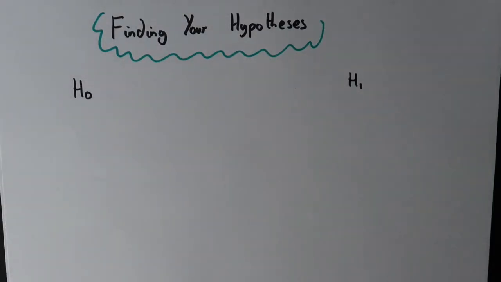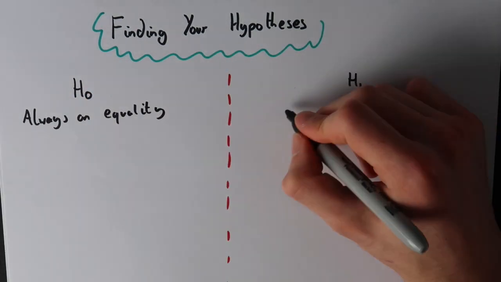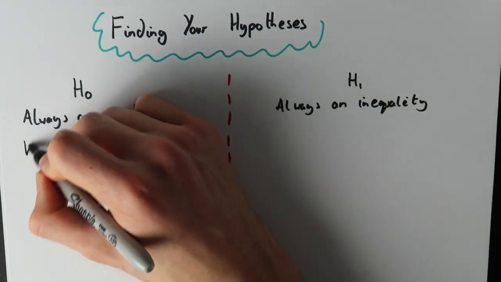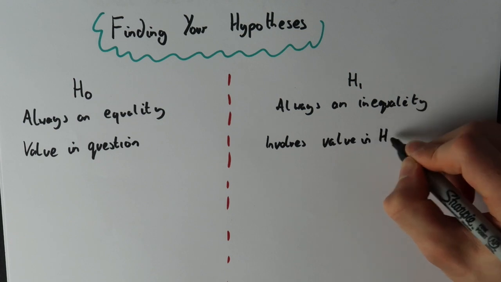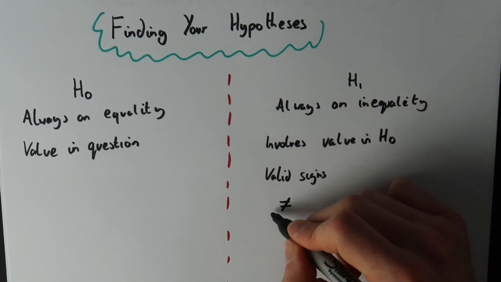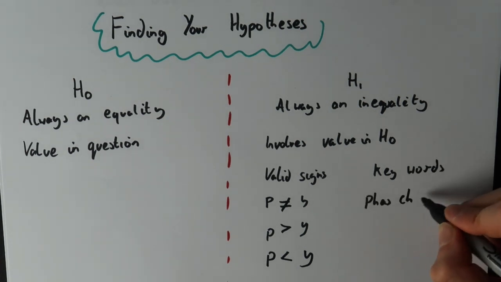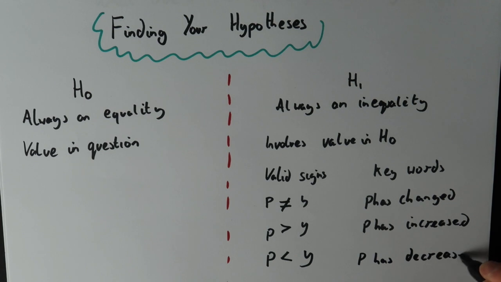Finding our two hypotheses is probably the most important step in a hypothesis test. As I said earlier, H0 is what you assume is true from the population. This will usually be the test statistic that they give you in the question. H0 is always an equality statement. You've gone wrong if your H0 has any sort of inequality in it. And H1 is the alternative hypothesis that we think might be true.